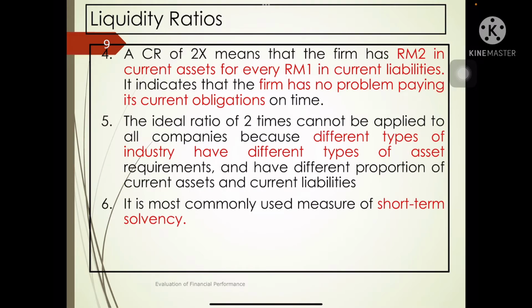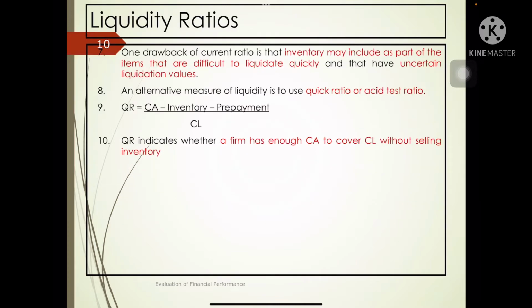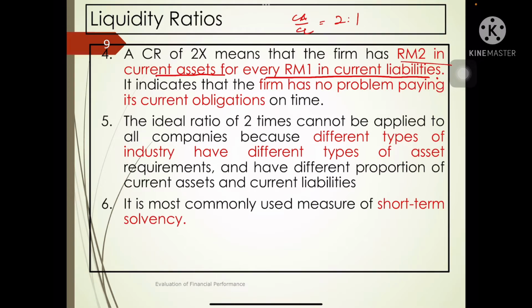Alright, number 4, a current ratio of 2 times means that the firm has 2 ringgit in current assets for every 1 ringgit of current liability. For example, current asset divided by current liability, if the answer is 2:1, the 2 here refers to the current asset. So we have 2 ringgit of current asset to pay for 1 ringgit of current liability. It indicates that the firm has no problem paying its current obligations on time.